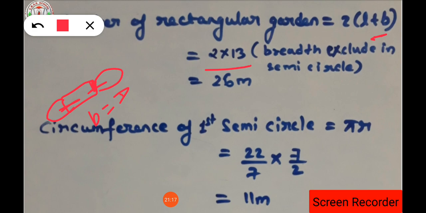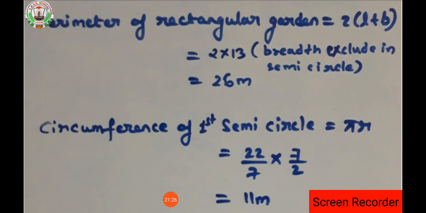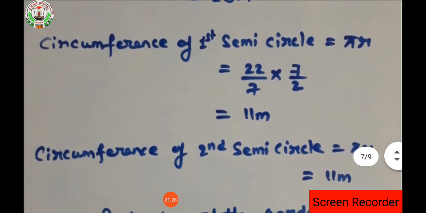While finding the perimeter of a rectangular garden, we have to exclude that area. That means the breadth will be excluded. Then 2 into 13 will be 26 meter.